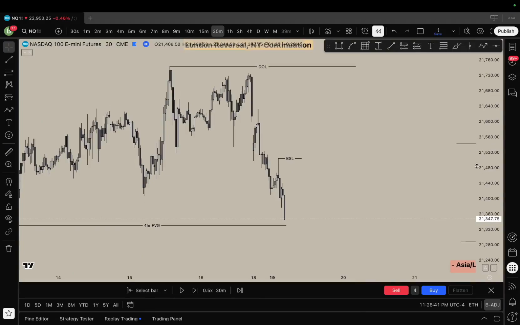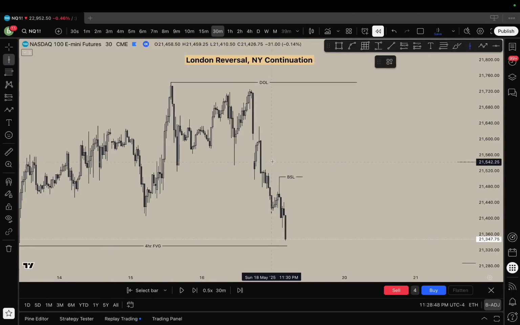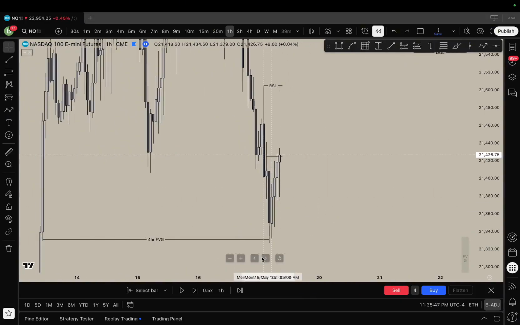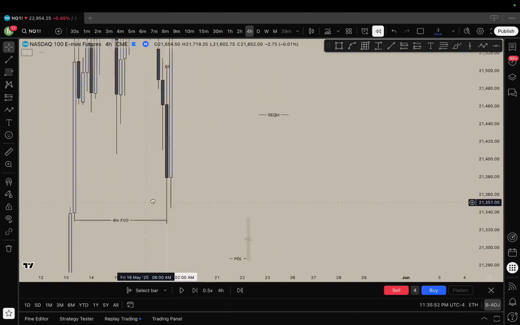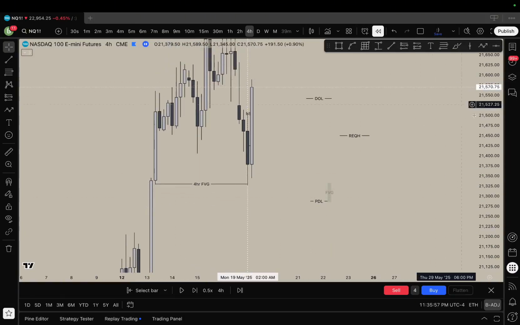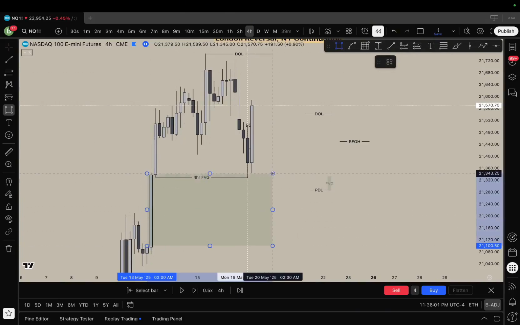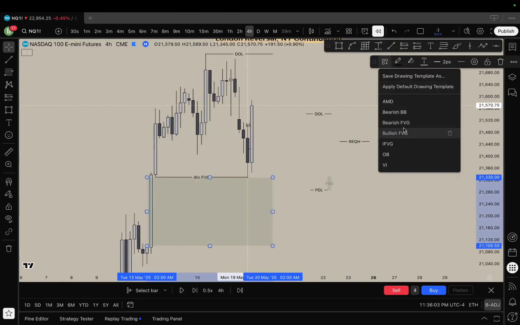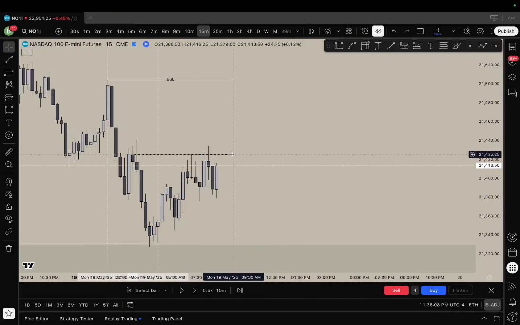All right, so I'm going to get into an example here of a London reversal, New York continuation. I'm looking at 2 o'clock to 5 o'clock here. From 2 a.m. to 5 a.m., we tapped into this discounted 4-hour bullish fair value gap, and then price had a move higher. So this is your higher time frame key level, a bullish 4-hour fair value gap. We hit this during 2 a.m. to 5 a.m. So what can you expect for the New York AM session to do? Well, a continuation.